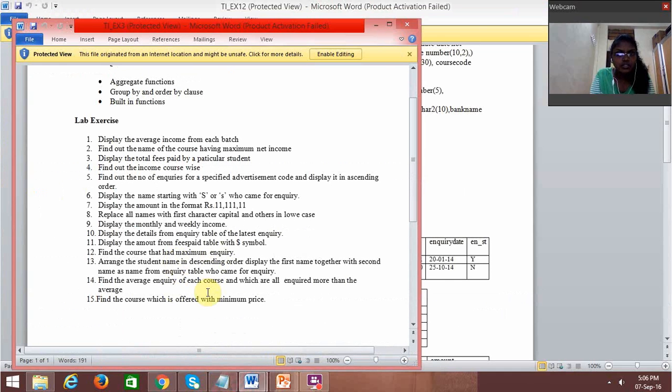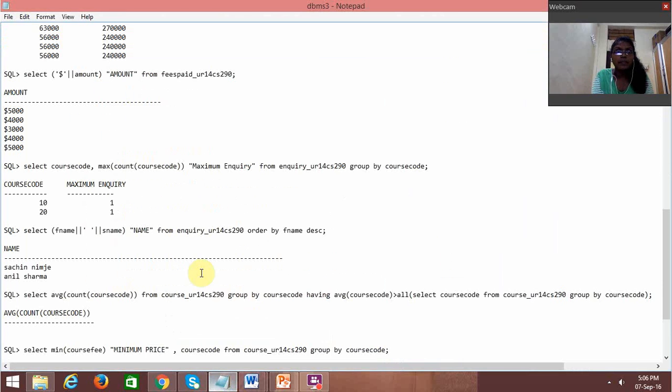Next question is amount from fees paid with dollar symbol. So we need to include a string, and then we have to write the amount. We have to concatenate the amount value along with the string and represent it as a column. So this is how it is done.